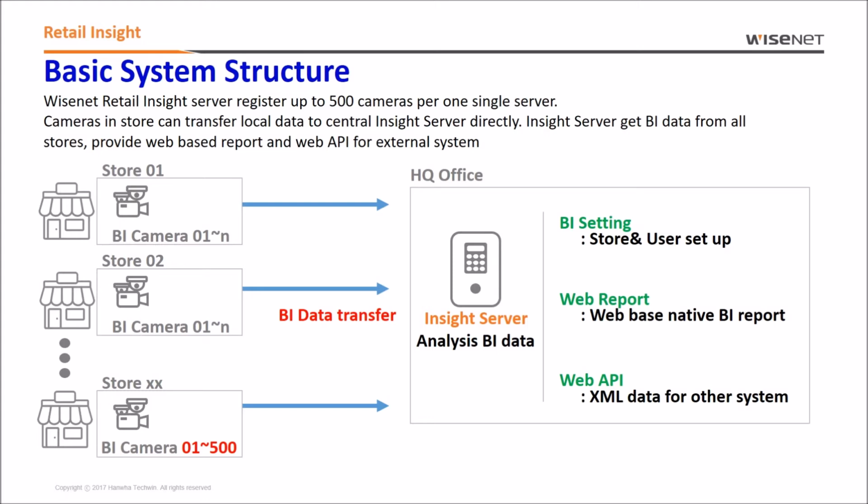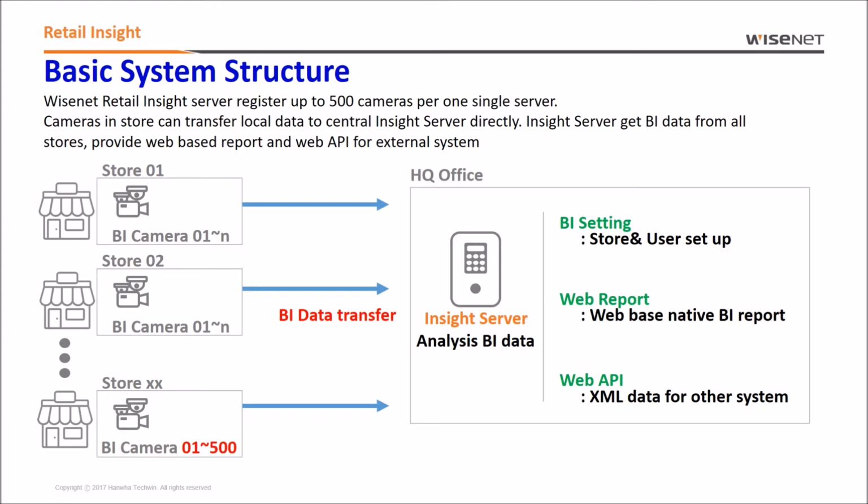The limitation of the system is that you can register a maximum of 500 cameras to one Insight server, which means if you have more than 500 cameras, you need one more Insight server. But actually, we don't support any database sharing or clustering, this kind of thing. So each Insight server will be an independent system.